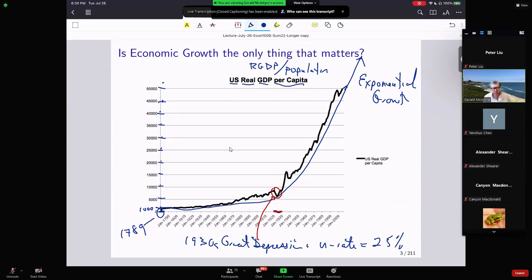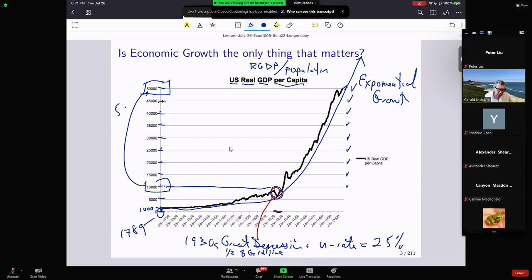1, 2, 3, 4, 5, 6, 7, 8, 9, 10 grid marks. How many grid marks of the Great Depression? It looks like one half of a grid line, let's call them. All right. And the US economy has grown since the Great Depression 1, 2, 3, 4, 5, 6, 7, 8, 9 grid lines. Okay. That's a tremendous change, right? From less than $10,000 per person to more than $50,000 per person. That's a fivefold increase.